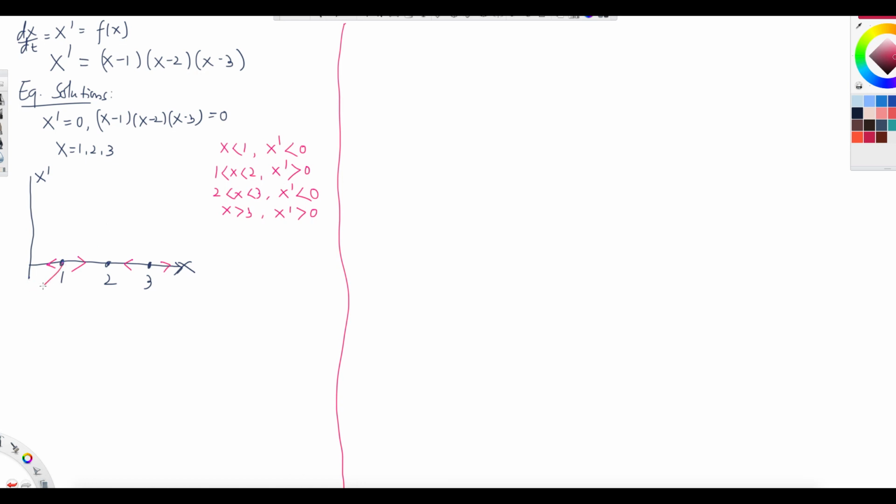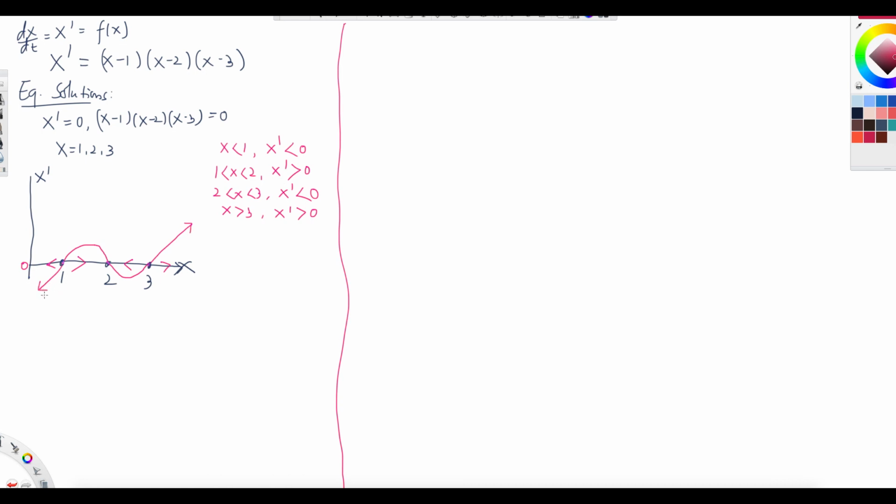X prime negative means the graph of x prime should be below this axis, right? So suppose this is x equals 0 here, and between 1 and 2 it is positive. At 1 and 2 it is 0, right? We don't know exactly what it looks like, but what we can guess is that the graph should be above this axis between 1 and 2. And similarly between 2 and 3, x prime is negative, so it should go below that axis. So you can assume the graph may be like this.